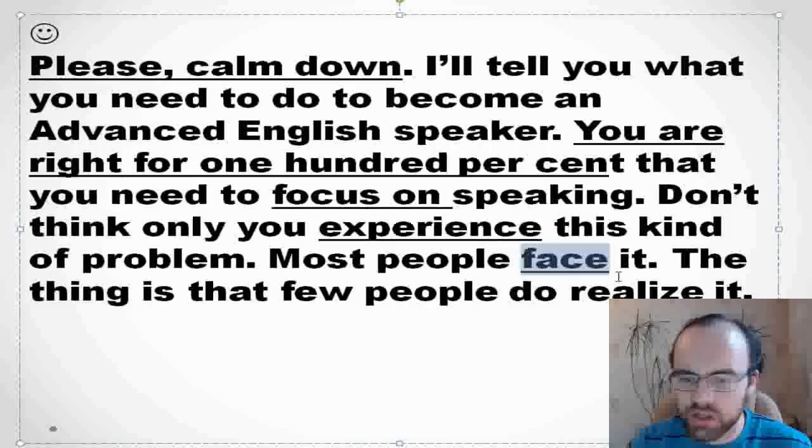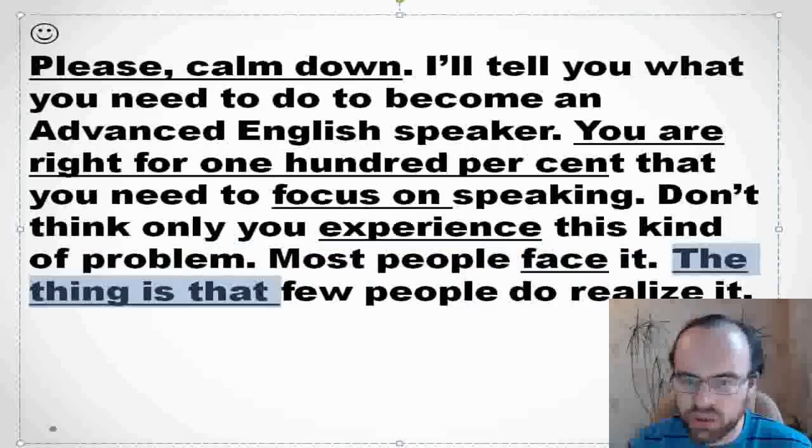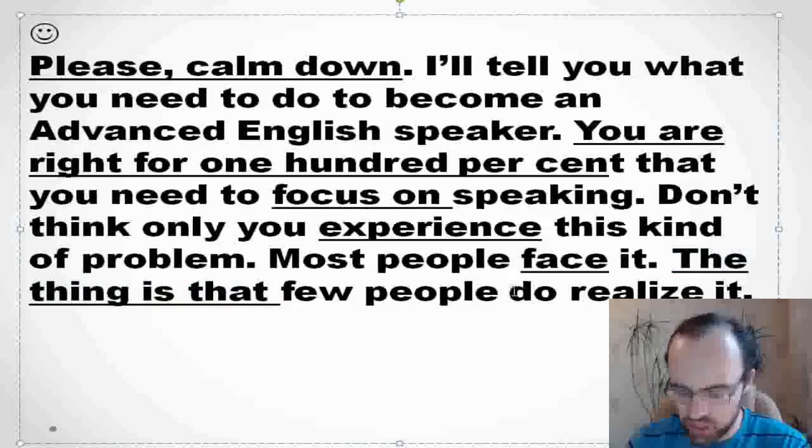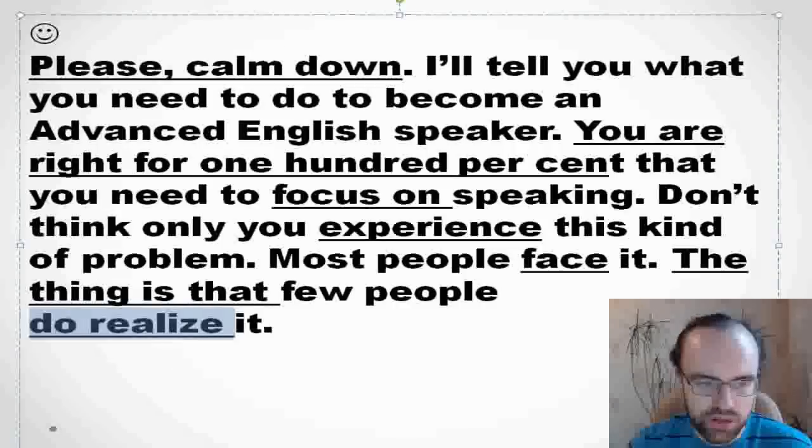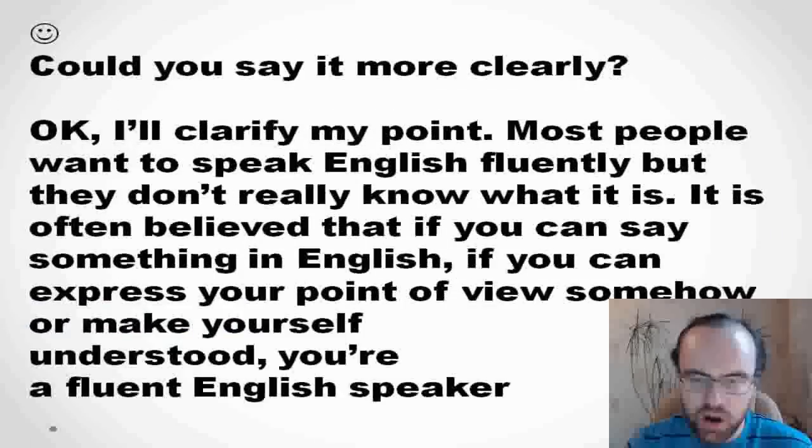The thing is that few people do realize it. The problem is that, so when you want to give more details, you can use this phrase. The thing is that few people, so not many people, do realize it means really realize it, really understand it. So, and it's not so good. Yeah, it's a pity. Could you say it more clearly?